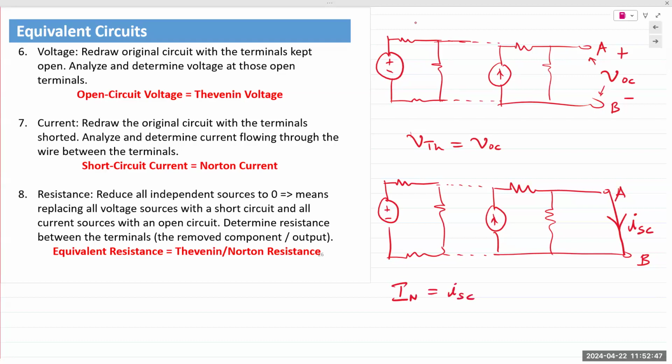Again, you can use any technique you want to determine Norton current or Thevenin voltage. Node voltage analysis, mesh current, superposition, Ohm's law, KVL, KCL, any technique you want. So choose any technique you want and you analyze and find the current between A and B.